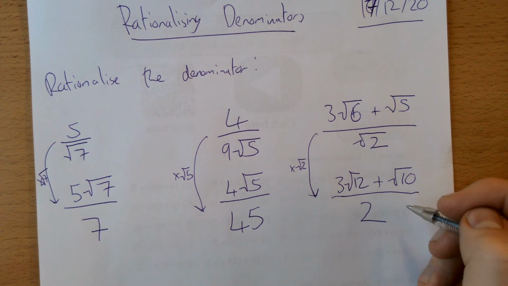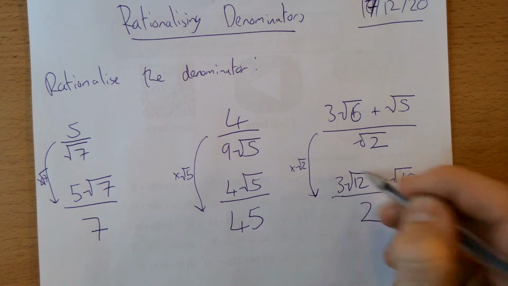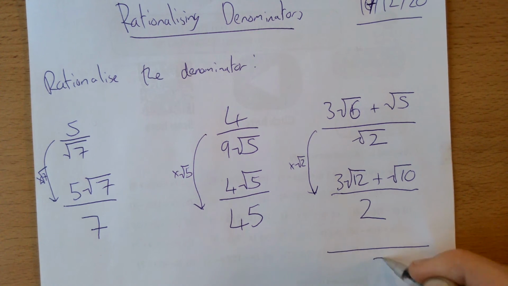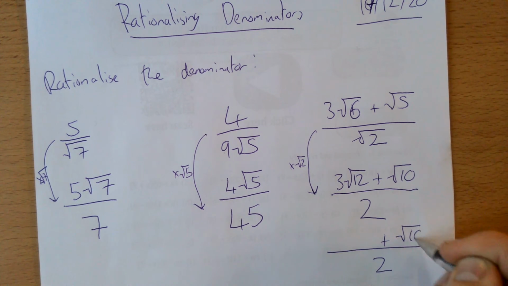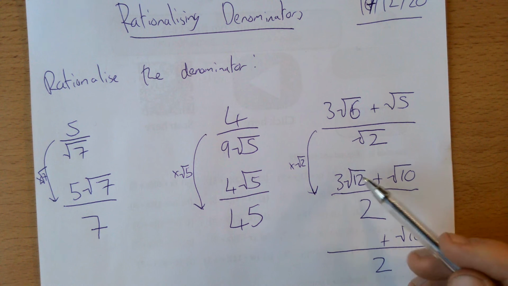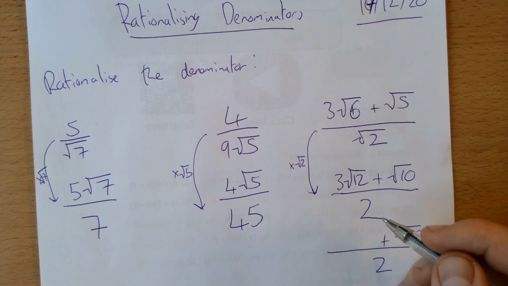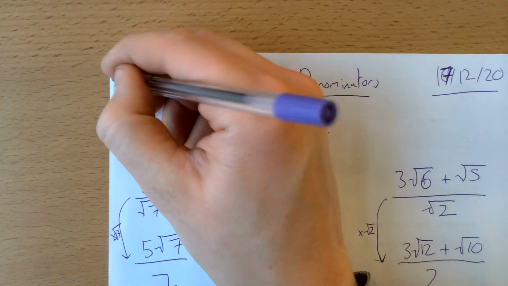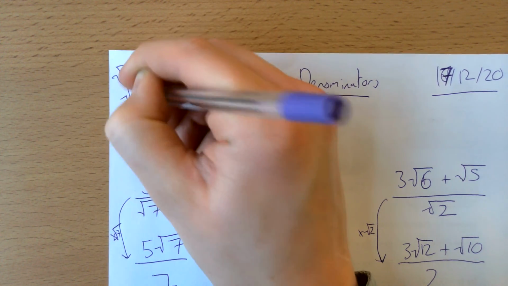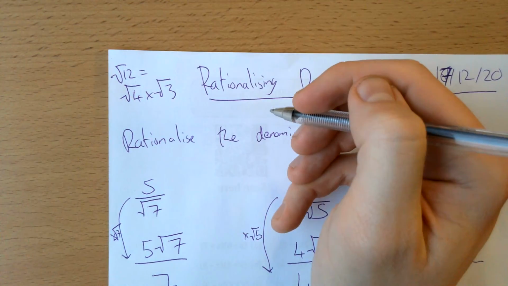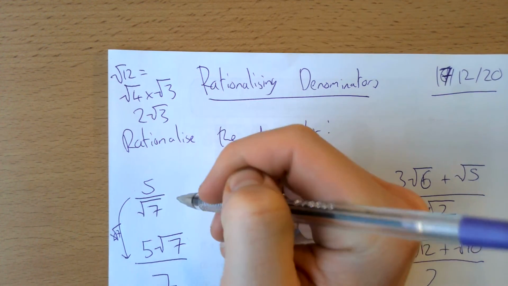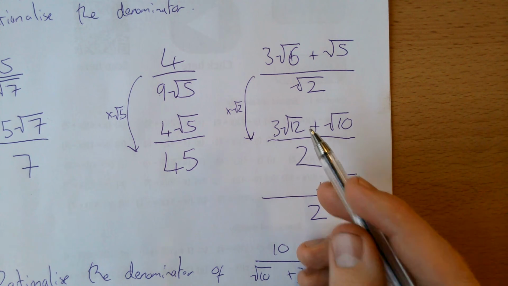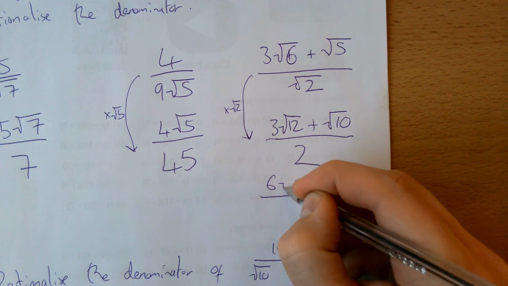But there's still one more thing I can do to make this better. Have you spotted it yet? That's right, root 12 has a square factor. So I can keep it over 2. I can keep this as root 10, but root 12 has a factor of root 4. So let's just go up here for a second, just because I've not got much space up there. Root 12 equals root 4 times root 3, or 2 root 3. So back here I've got a bit of space. 3 root 12 is the same as 3 times 2 root 3, or 6 root 3.